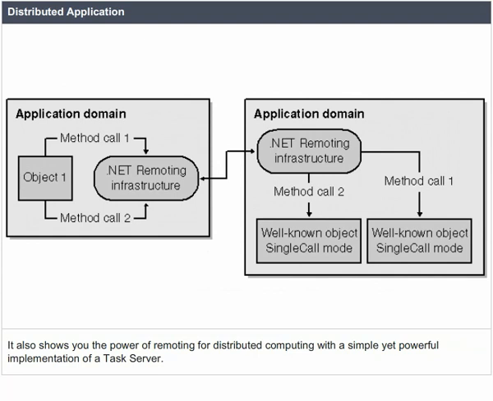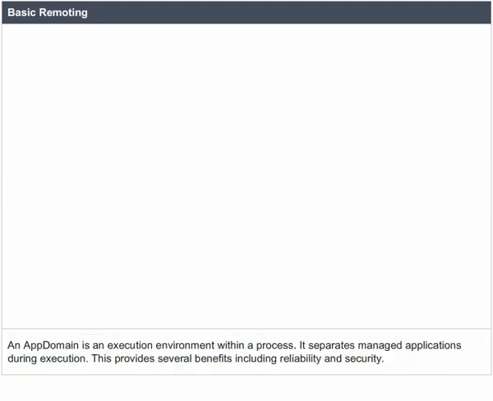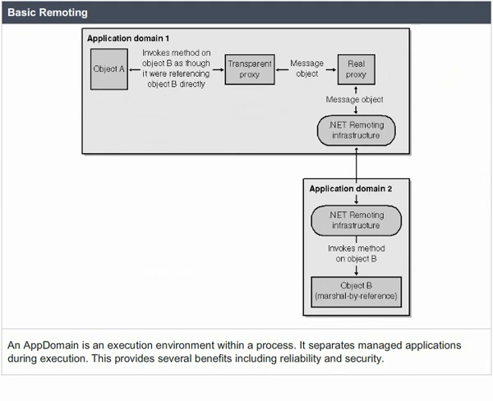Basic remoting. Remoting is the capability to communicate with components in separate app domains. The figure shows a simplified view of 2 objects communicating via remoting. A client component in app domain A communicates with a server component in app domain B. An app domain is an execution environment within a process. It separates managed applications during execution. This provides several benefits, including reliability and security.